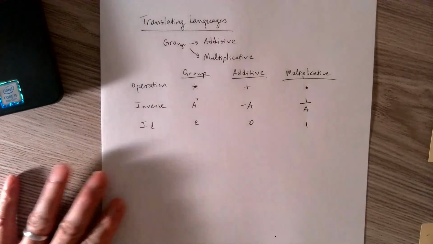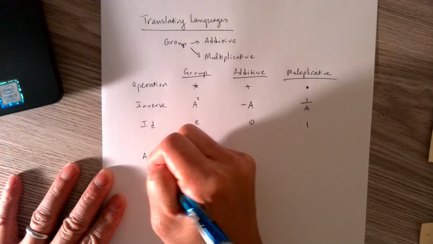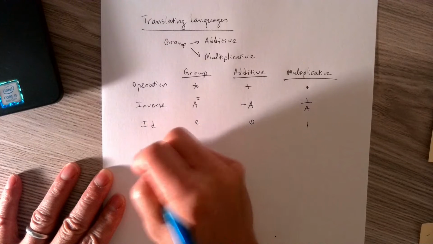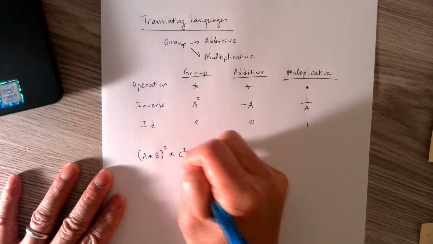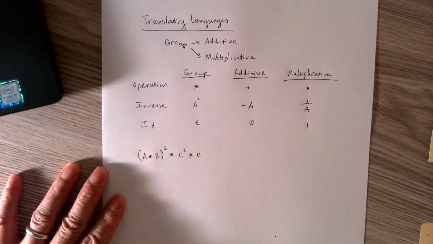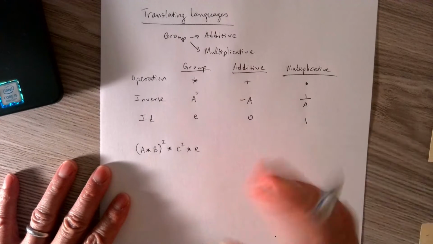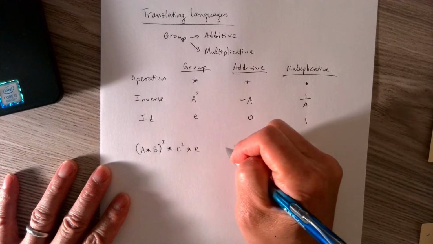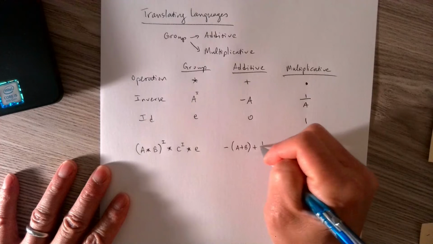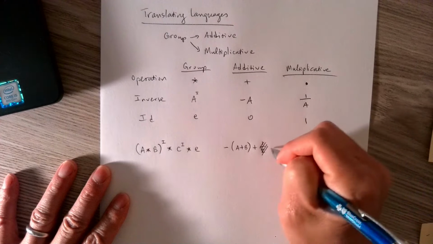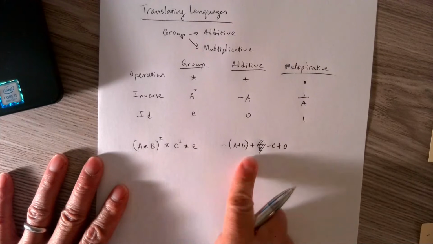So here's an example of how you would translate something from group into additive or multiplicative. Here's something in group, and I'm going to change it first into additive language. Oh, sorry. That should be negative C plus 0. So that is now in additive language.